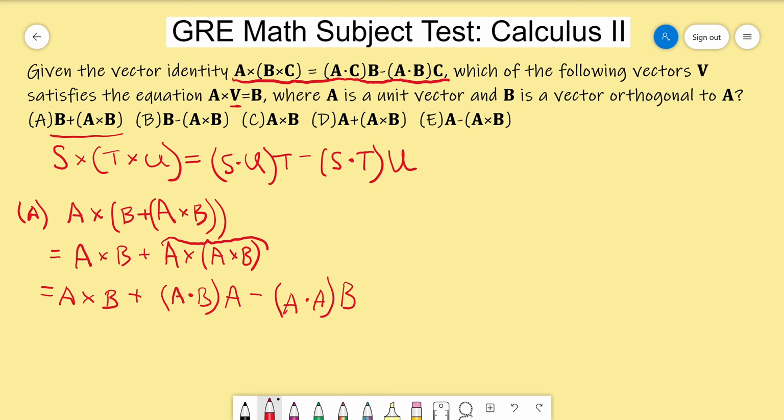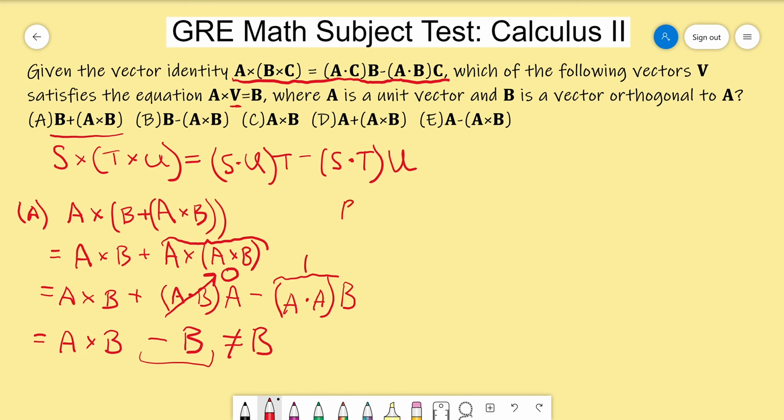Alright, now we know that A dot B is 0 because we're told that B is orthogonal to A, and we know that A dot A is just 1 because A is the unit vector. So this is equal to A cross B minus B. So this is not equal to B, unless A cross B is somehow equal to, I don't know, 2B, but we don't know that. So A is not the answer. But notice that this whole second part, A cross A cross B, ended up just being minus B.